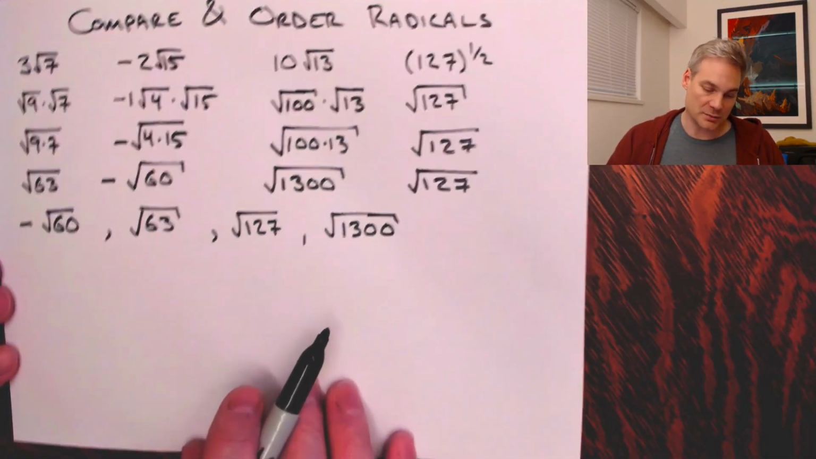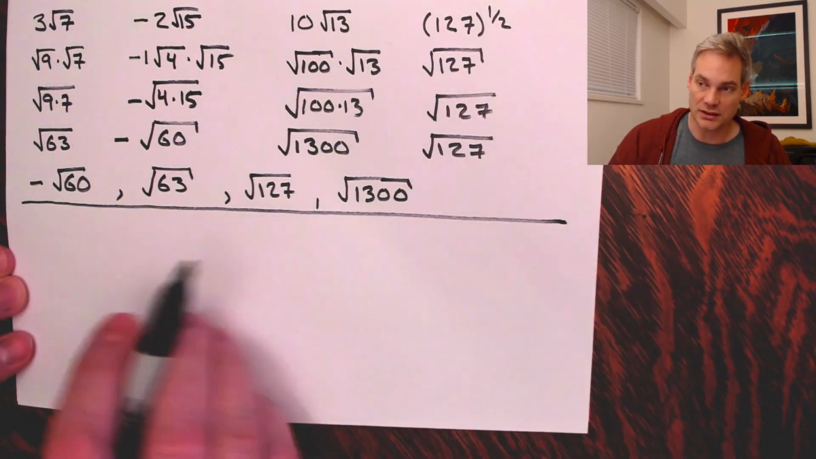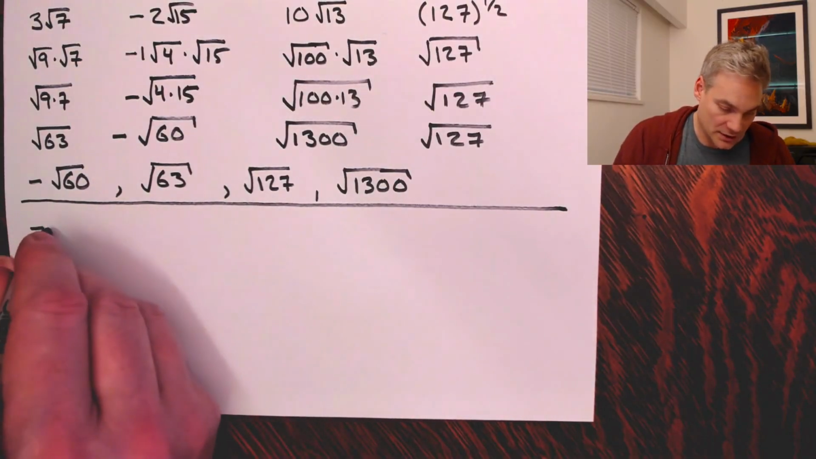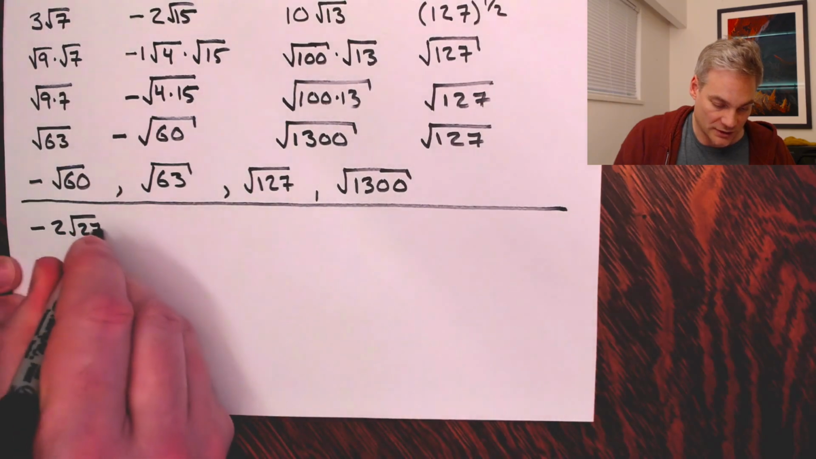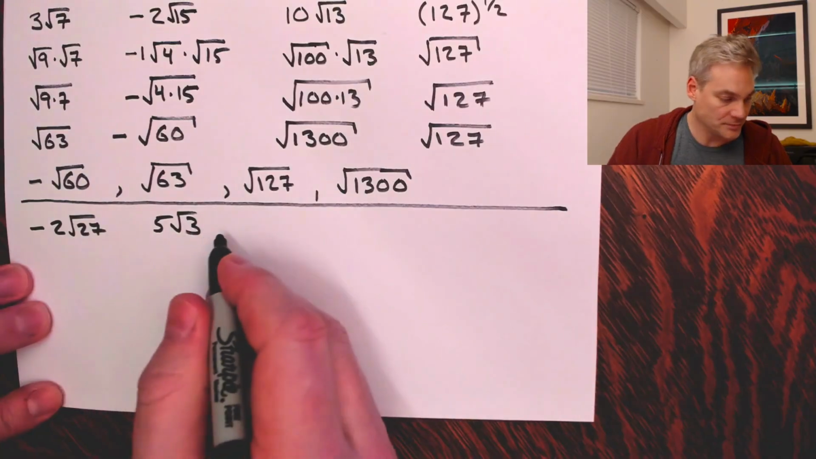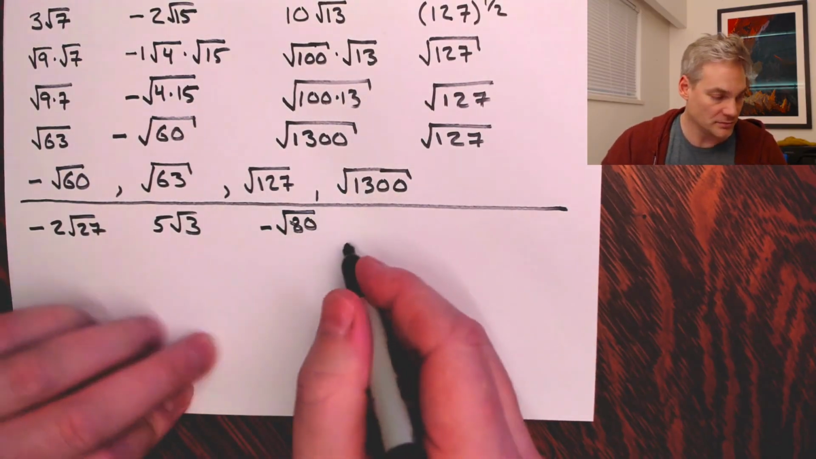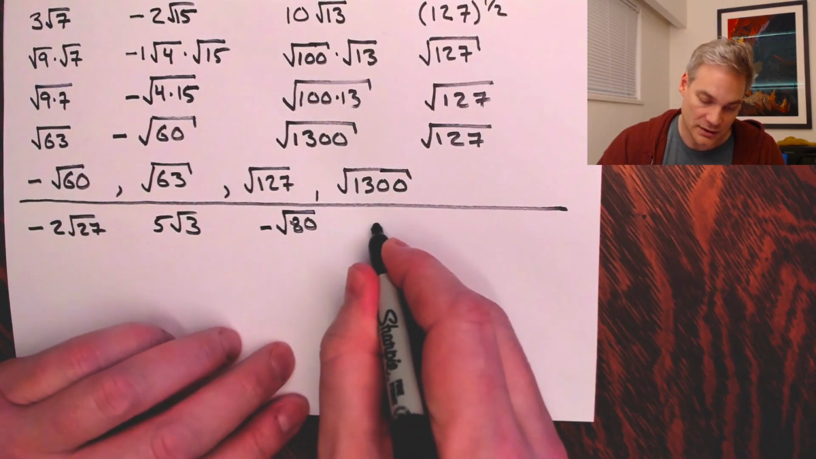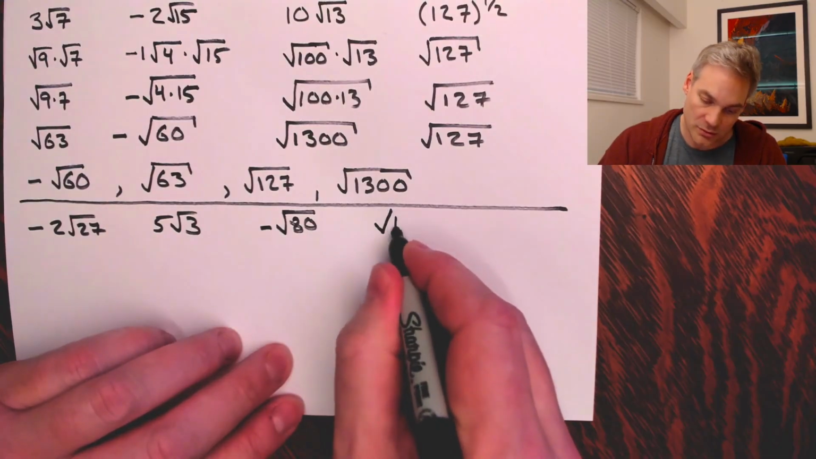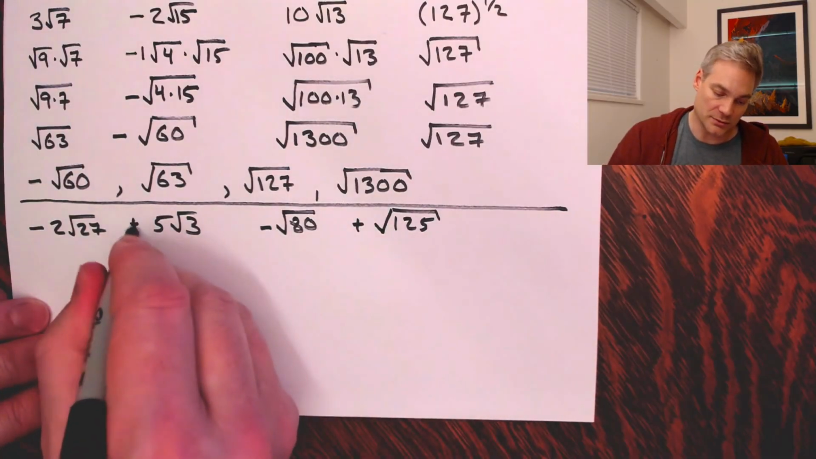Now, we could do another problem. So let's just make a line, separate. So we do minus 2 root 27, and then we have 5 root 3, minus root 80, and 125. So we're actually going to, let's say we group these.